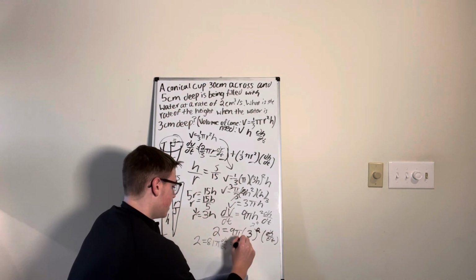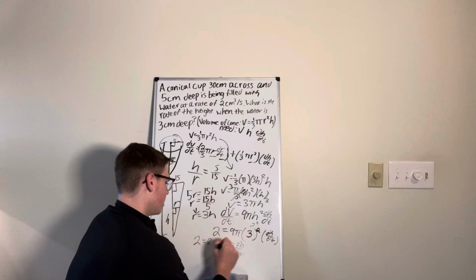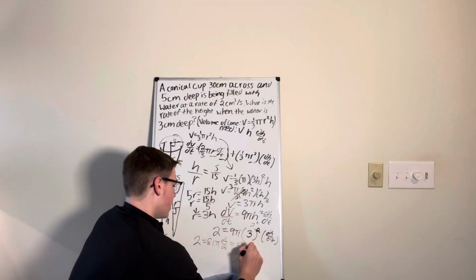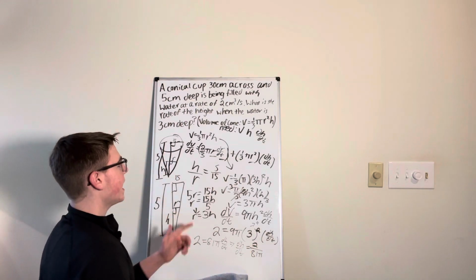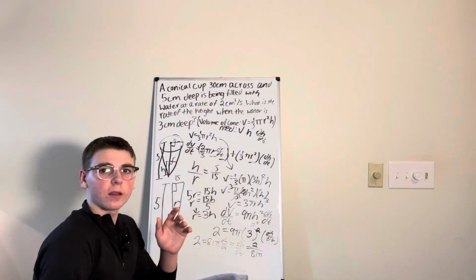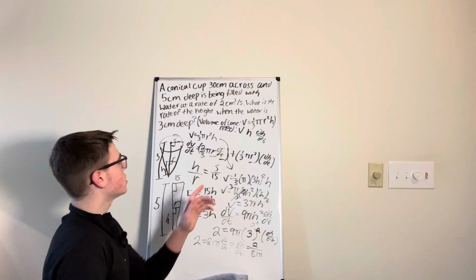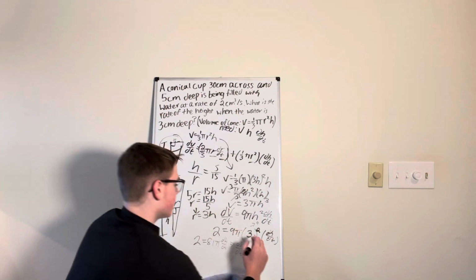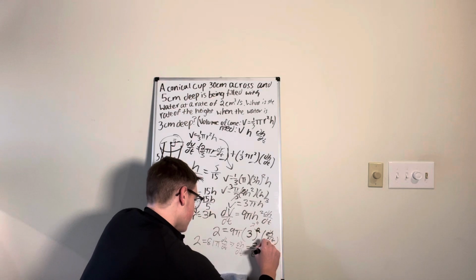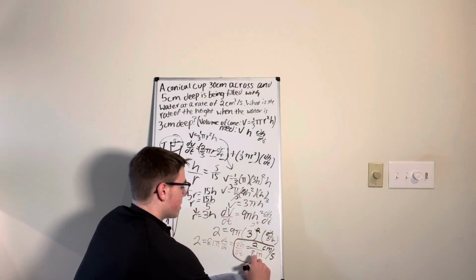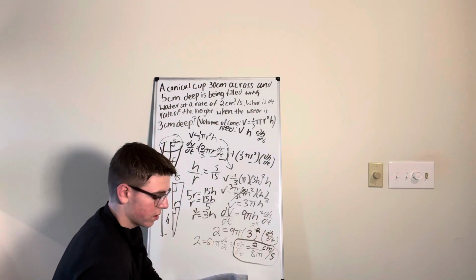And then we go to dh over dt. You divide both sides by 81 pi, which gives 2 over 81 pi. The rate that the height is changing would just be in centimeters, so this would be centimeters per second. And then you could always simplify that in your calculator if you would like to.